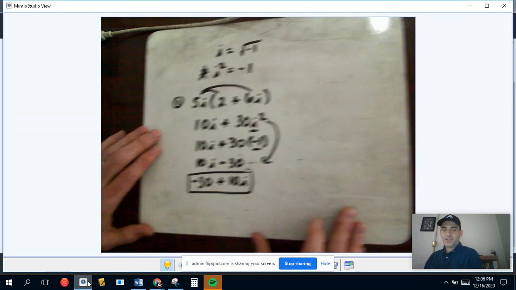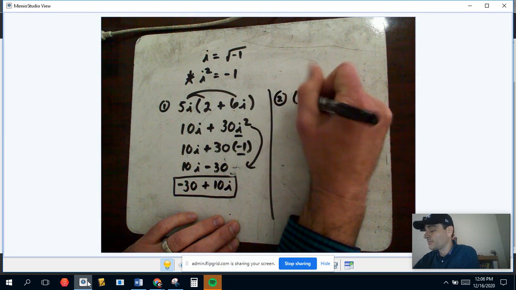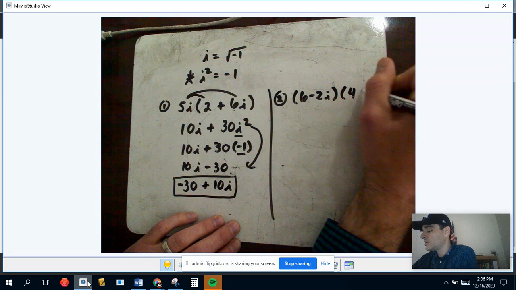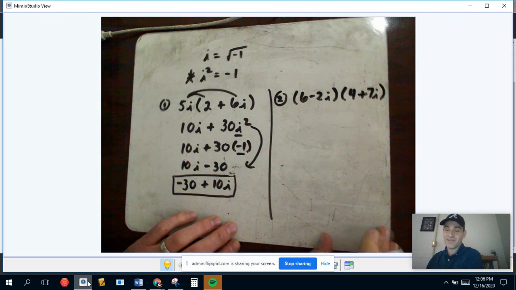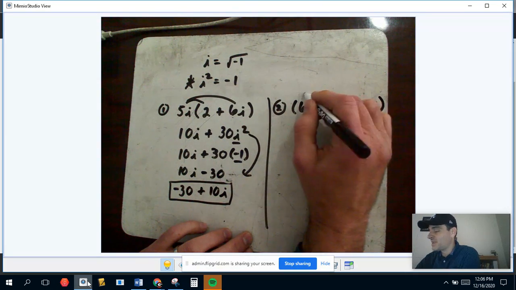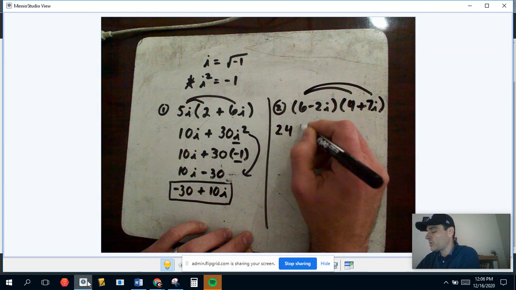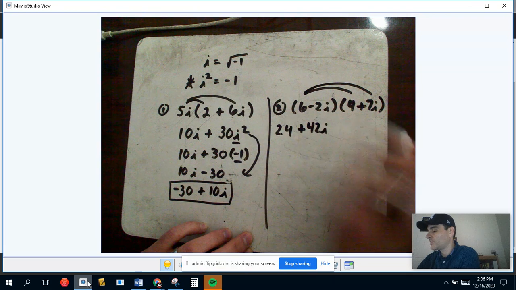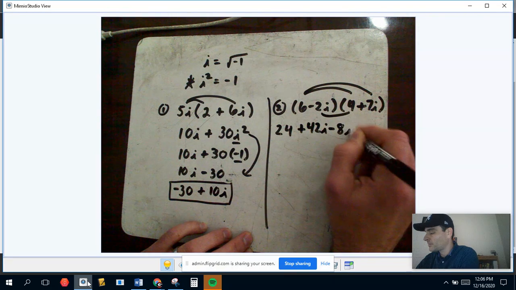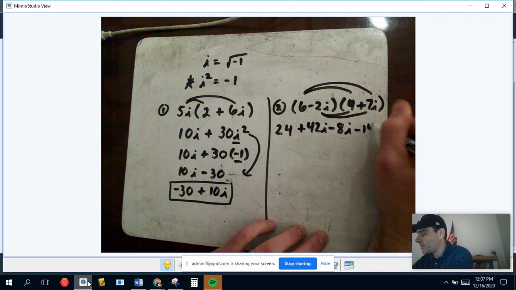Let me show you one now where you're going to FOIL. So 6 minus 2i times 4 plus 7i. Well, you have to multiply. 6 times 4, that's 24. 6 times 7i, that's 42i. -2i times 4, that's -8i. -2i times 7i, that's -14i squared.